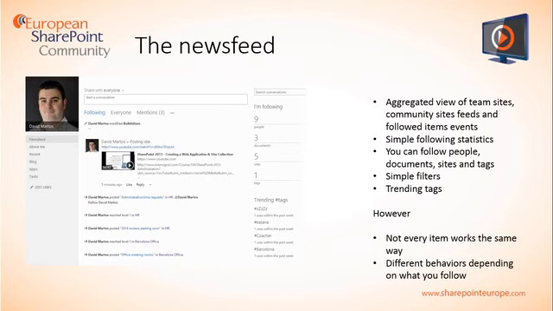You have simple following statistics, so you know what elements you are following. You see 9 people, 3 documents, 5 sites, and 1 tag. And you have simple filters like what are the people you follow saying, what is everyone saying, what conversations contain mentions to you, etc. And you have trending tags like Twitter, so the most used tags this week.